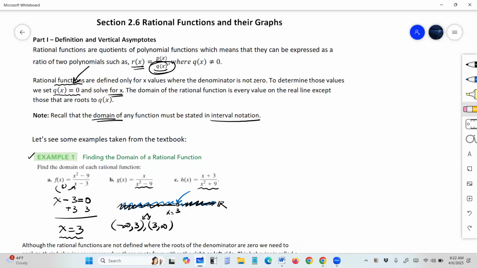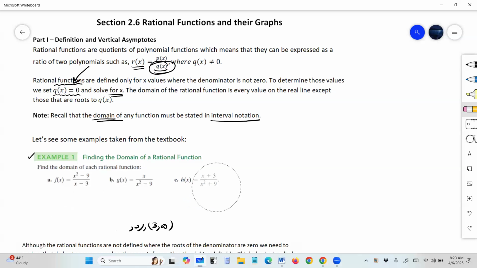All right, so let's do the second example. I'm going to erase this work right here. Same thing. My q(x) is the denominator, which is x squared minus 9. And I'm going to solve by factoring. I recognize this as a difference of squares.